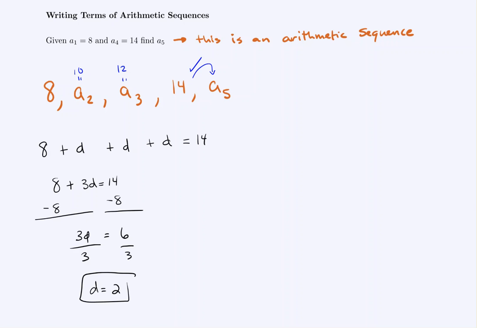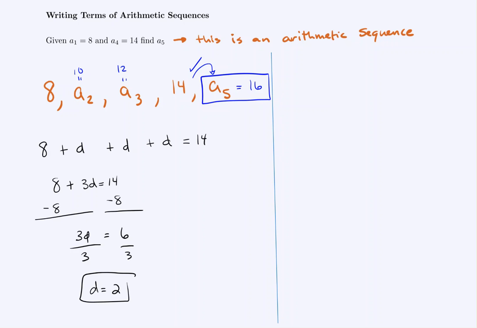So then what should the fifth term be? It should just be 14 plus 2, or 16. And that could be one way that we go about this problem. So that's our answer. That's all we'd have to do. I'm going to illustrate another method though if you prefer.